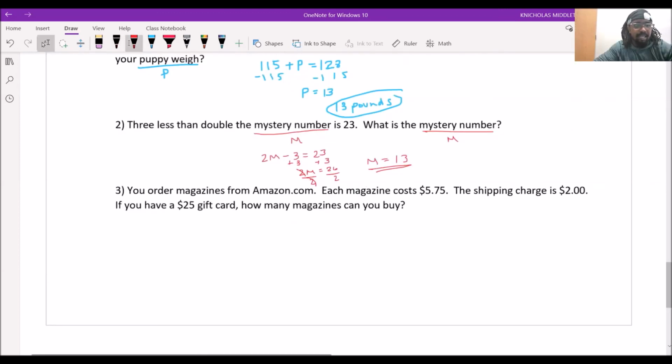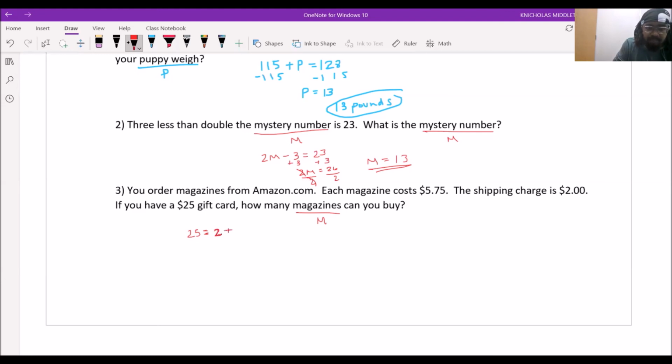Order magazines from Amazon.com. Each magazine costs $5.75. The shipping charge is $2. If you have a $25 gift card, how many magazines can you buy? So in this case, I'm going to use M for magazines. As I set this up, I have $25. That's my total. I'm going to spend everything in my gift card here. I also know that no matter how many magazines I buy, my shipping is $2. It's constant, just write 2.